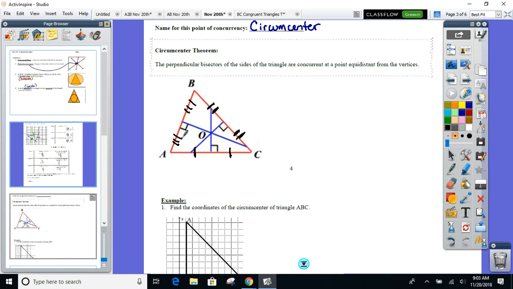And here is the fact we should know about it. You can read through it. They are all concurrent at a point equidistant from the vertices. Here's what that means. I'm not going to have you draw it in because there are lines flying everywhere here. But if that is the circumcenter, the following statement is true. Segment OA, if I drew it in, is the same length as segment OB, and the same length as segment OC. That circumcenter is the same distance away from all three vertices. All right, that is the fact I need you to know for the circumcenter.